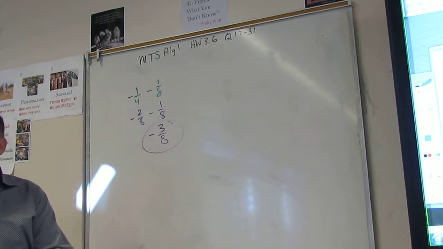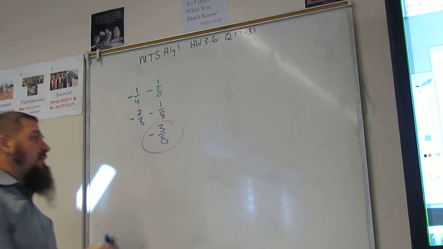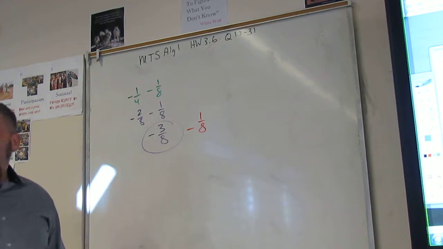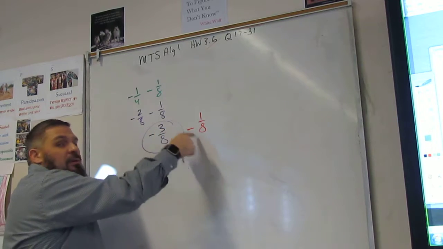Now every term after this is easy because I'm going to be taking an eighth away from that. Minus an eighth. What's the next one going to be? Negative 4/8.